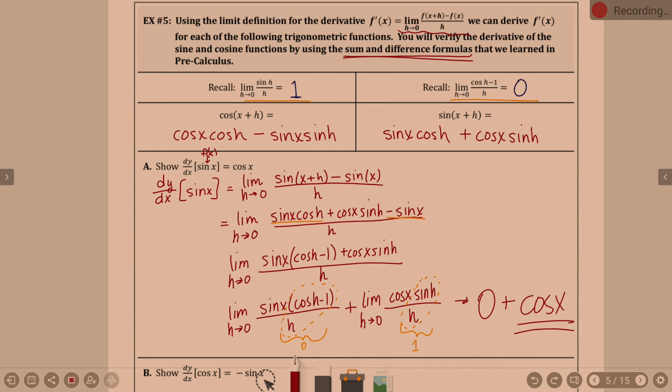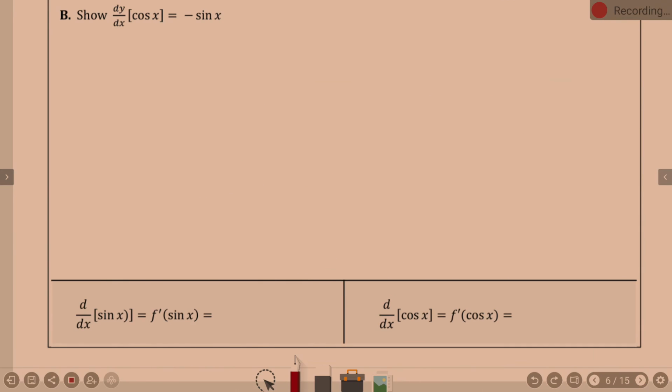So it's like a proof. It did say show. As you can guess, we just showed that the derivative of sine is equal to cosine. You can guess what's going to happen on part B, right? It's going to be similar type pieces of information. You can look at that.